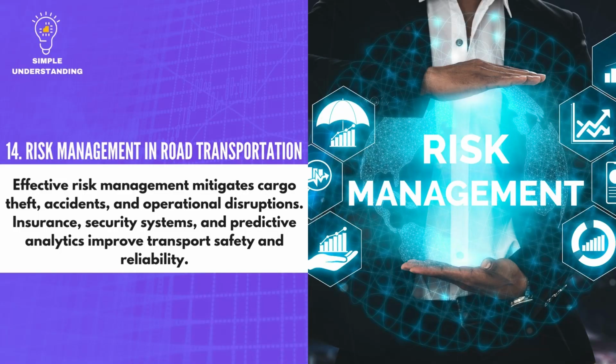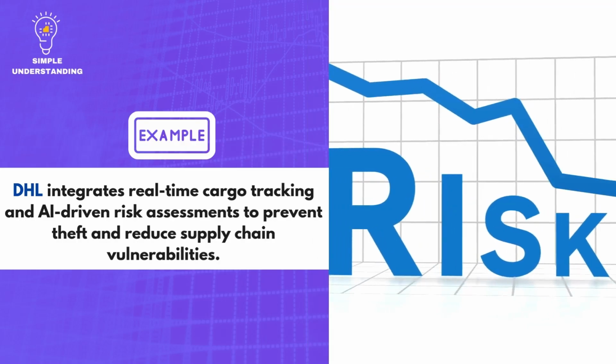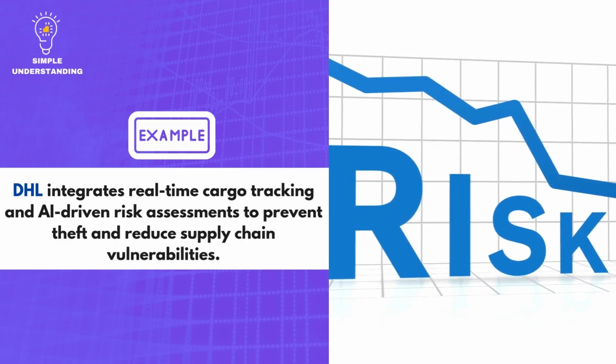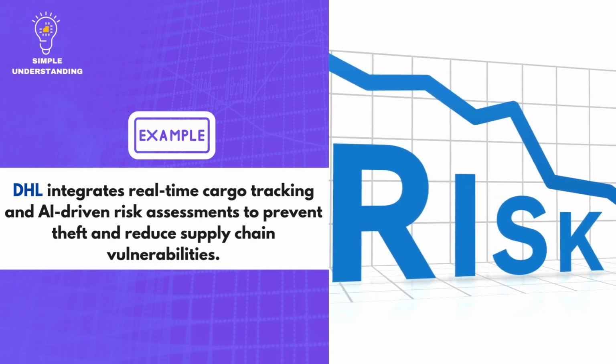14. Risk management in road transportation. Explanation. Effective risk management mitigates cargo theft, accidents, and operational disruptions. Insurance, security systems, and predictive analytics improve transport safety and reliability. Real company example. DHL integrates real-time cargo tracking and AI-driven risk assessments to prevent theft and reduce supply chain vulnerabilities.